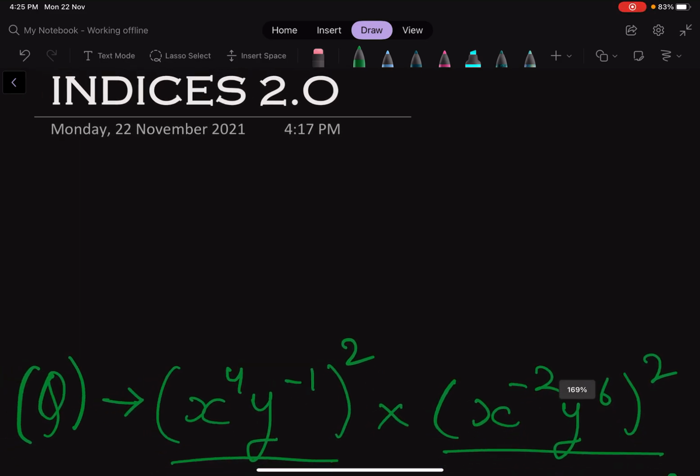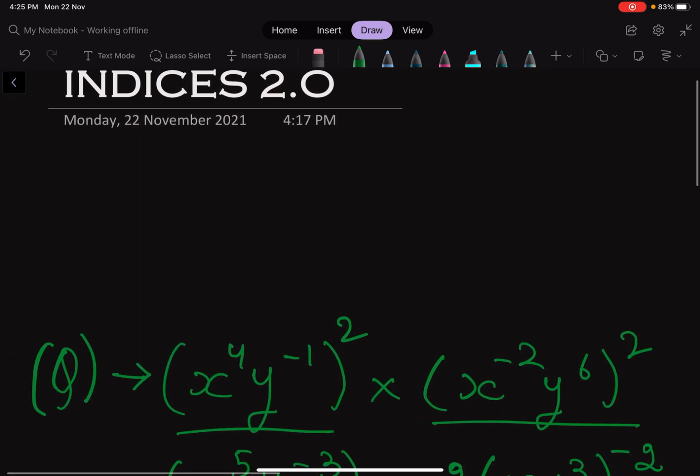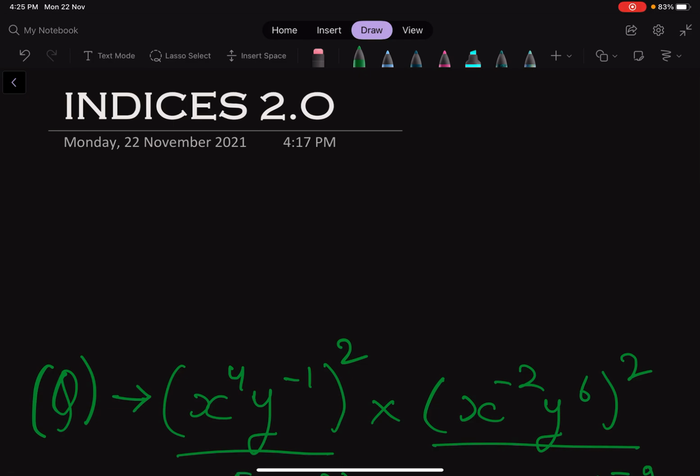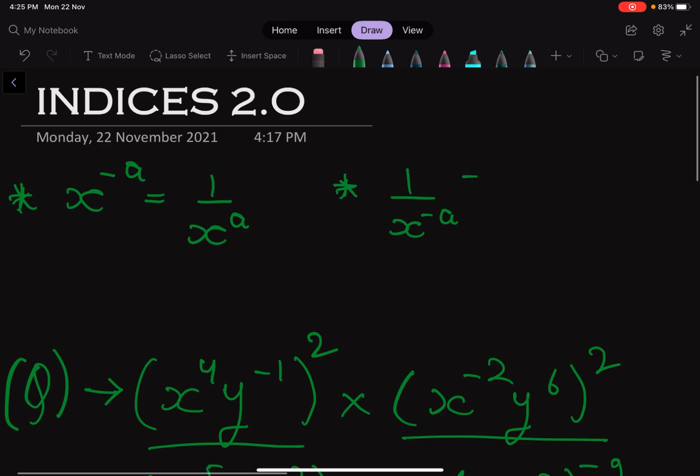So in the last lecture, I forgot to tell you a very important rule of indices: if you have something like x power minus a, what this really means is that it is equal to 1 upon x power a. Or if you have something like 1 upon x power minus a, the number is actually x power a. This was a very important rule I forgot to tell you in the previous video.